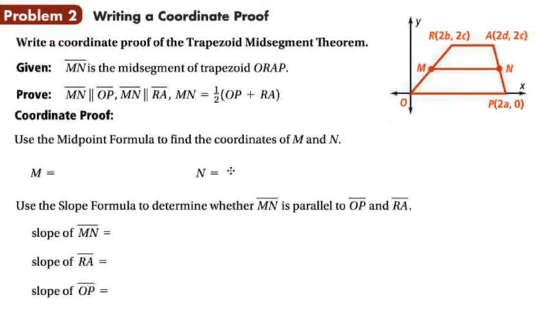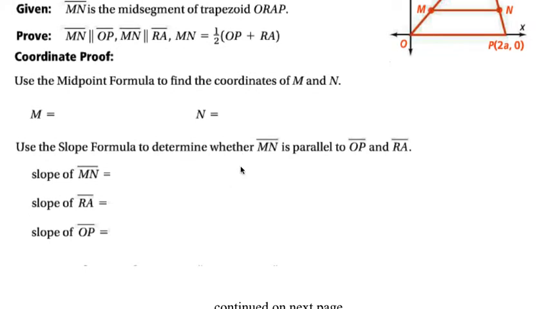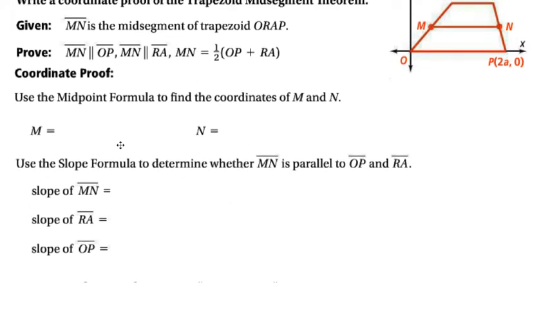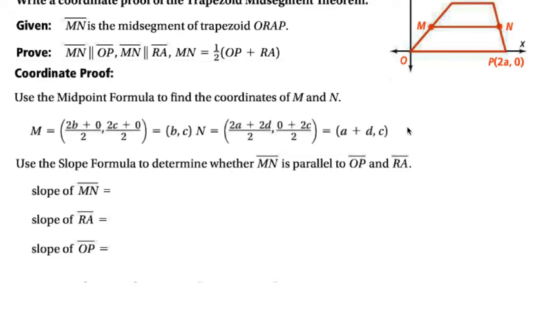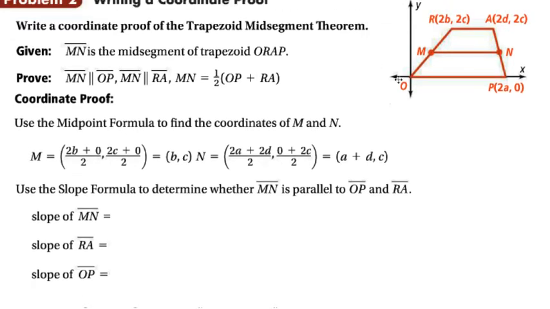So first of all, let's use the midpoint formula to find the coordinates of M and N. When we do that, we get M is equal to (b, c) and N is equal to (a plus d, c). So again, to find those midpoints, you're just using points O and R, and points P and A, and finding the midpoint of those two sides.